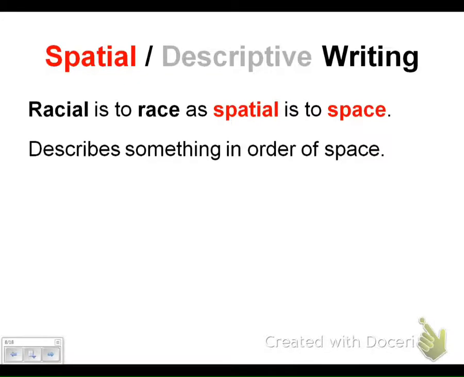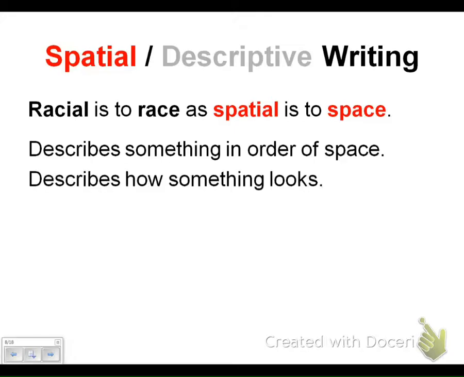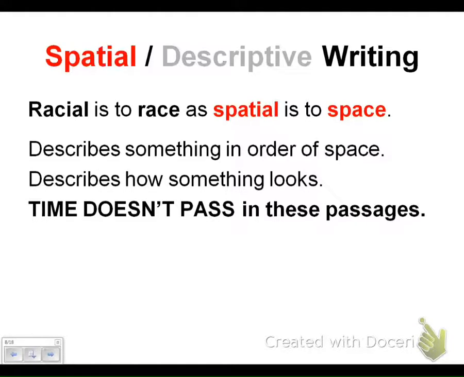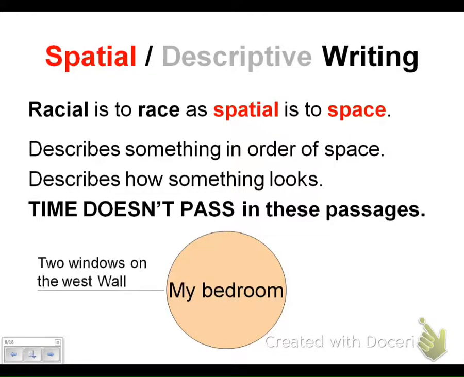It describes something in order of its space. You can describe how something looks. Time would not pass in this type of text. And here's an example.